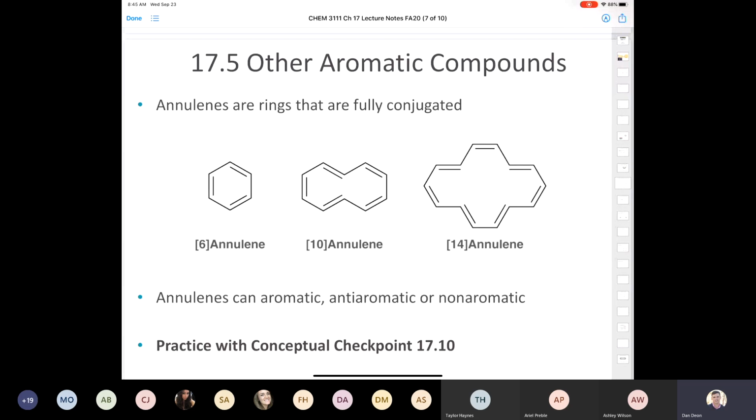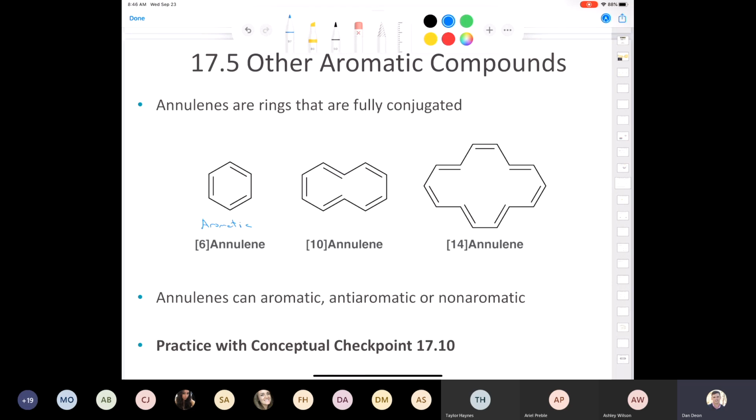Here are some other molecules. Now, 6-annulene is simply benzene, so that's an aromatic compound. But if you have another conjugated ring, like this molecule 10-annulene in the middle, it says here that these compounds can be aromatic, anti-aromatic, or non-aromatic. And you might think, okay, well, benzene is aromatic. We already know that. We've discussed that in gross and dirty detail, so aromatic, okay?